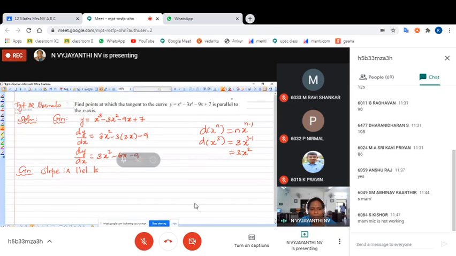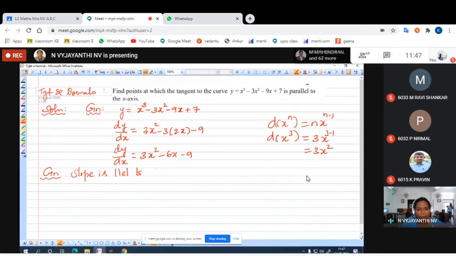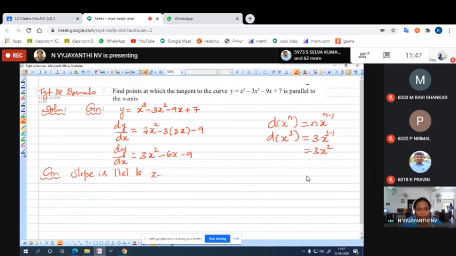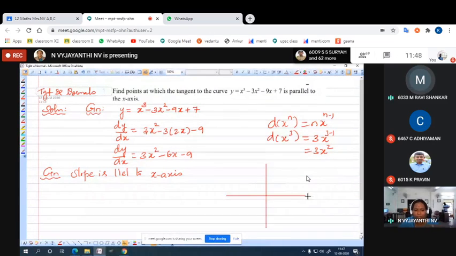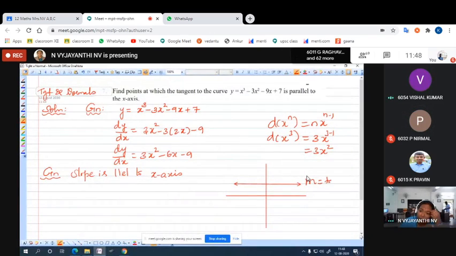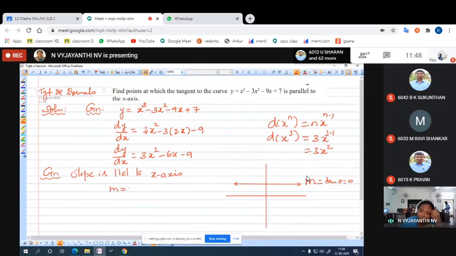I have found dy by dx. I thought I will also be quiet and I will simply solve the problem so that you can understand. Slope is parallel to x-axis. So parallel to x-axis means how will be the slope? Zero. Tan 0 equal to 0. What will be m? m is equal to 0, tan 0, zero, isn't it? So slope m is equal to 0.